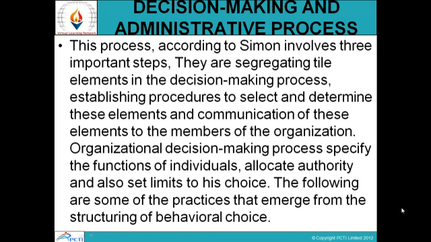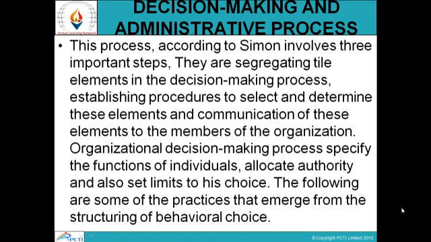Decision making and administrative process. In that case, yes, three important steps are taken into consideration. They are: segregating the elements in the decision-making process, establishing the procedures to select and determine these elements, and communication of these elements. At the same time, the organization decision-making process specifies the function of individuals, allocates the authorities and also sets the limits.